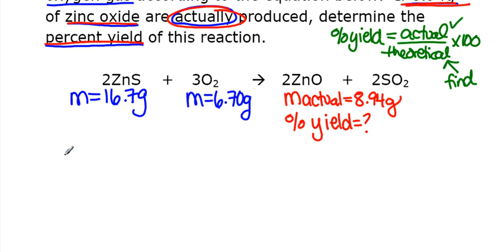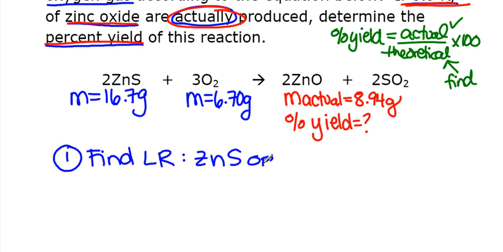So for this problem, there's a couple of steps. First step, find the limiting reactant. Is it zinc sulfide or is it oxygen? Do your calculation.